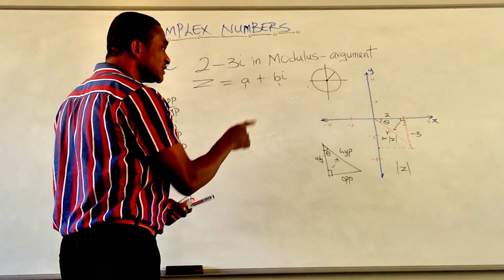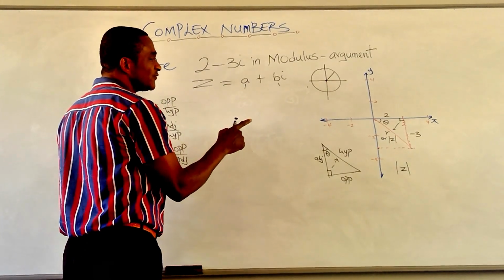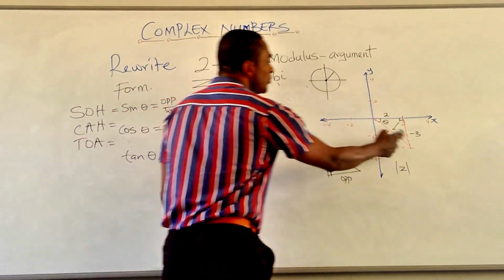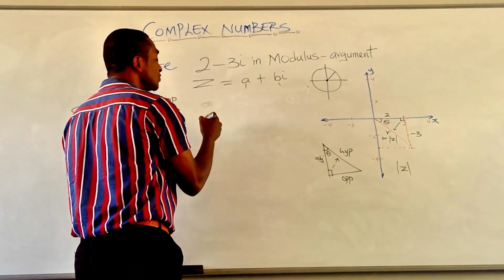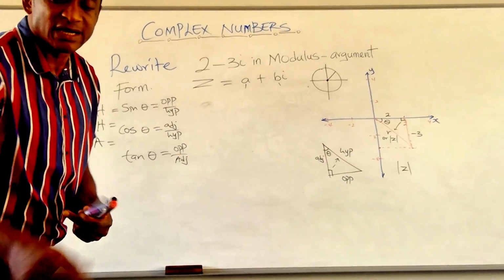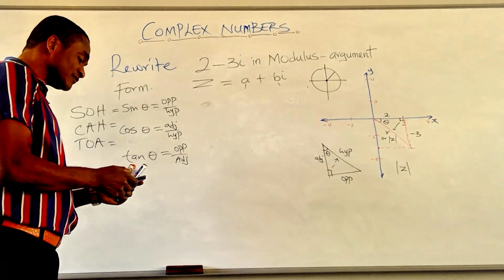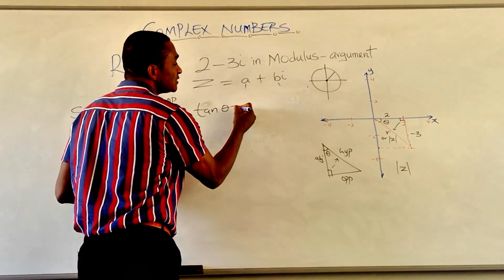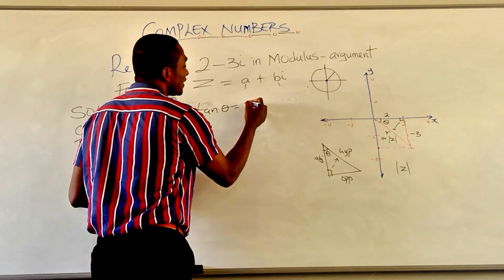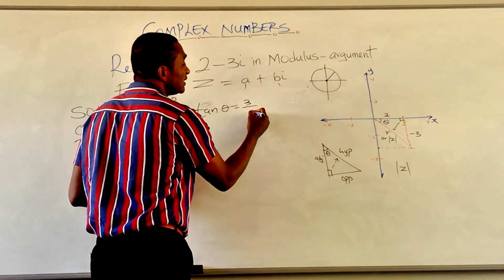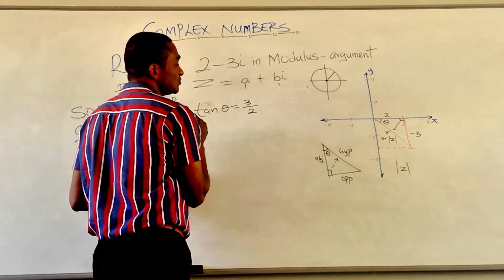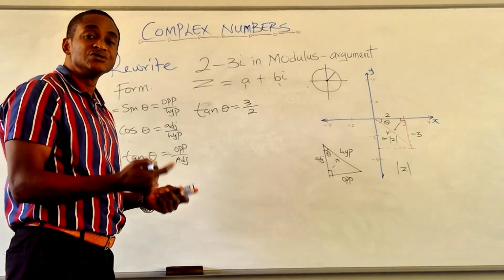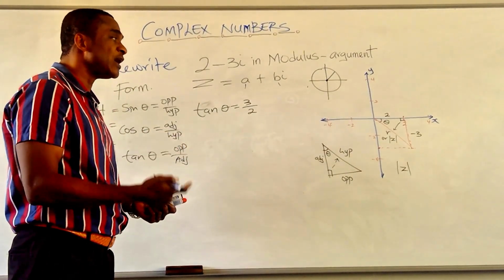Now, our argument in this case: we have opposite and adjacent, so we are going to use tan. So we have tan of theta is opposite, which is 3, over the adjacent, which is 2. Remember that this negative here is used to denote the quadrant where we are.